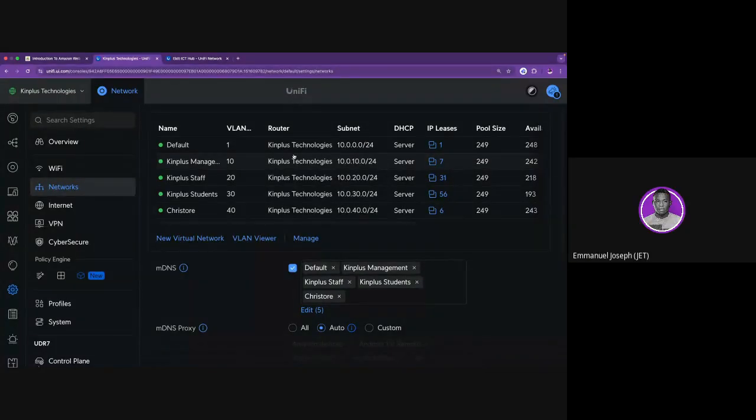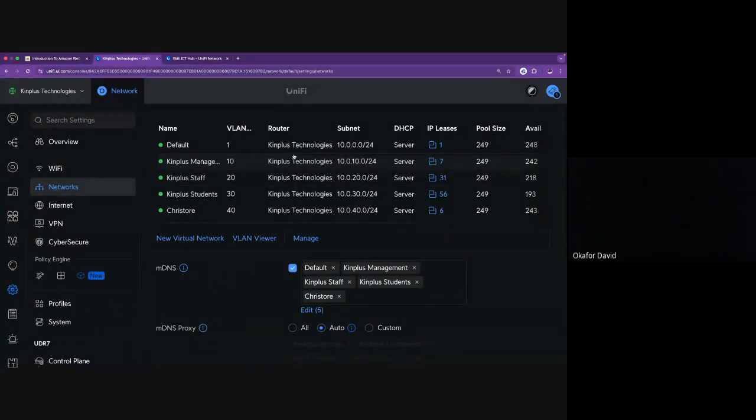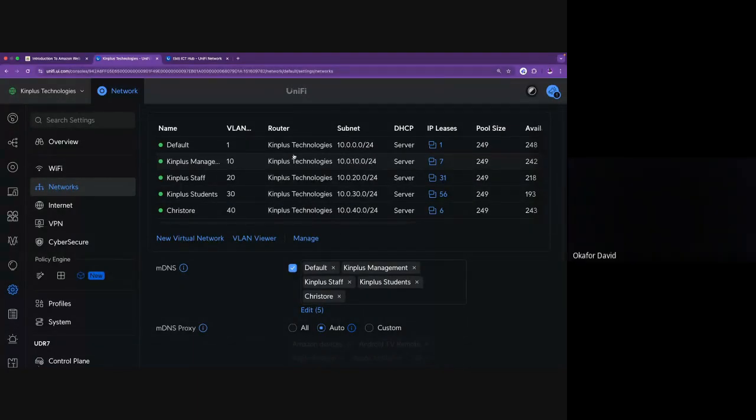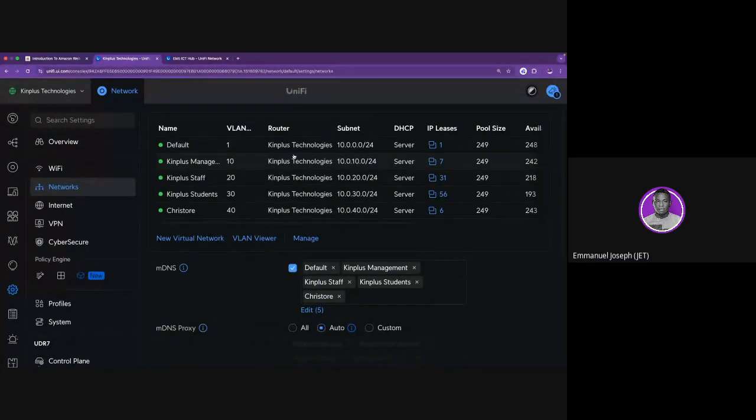On the list here we have routers, we have subnets, we have IP addresses, and their pool sizes. And on the other side we have available space or capacity that each IP address can carry. I don't know. Okay, that's fine. Samuel.